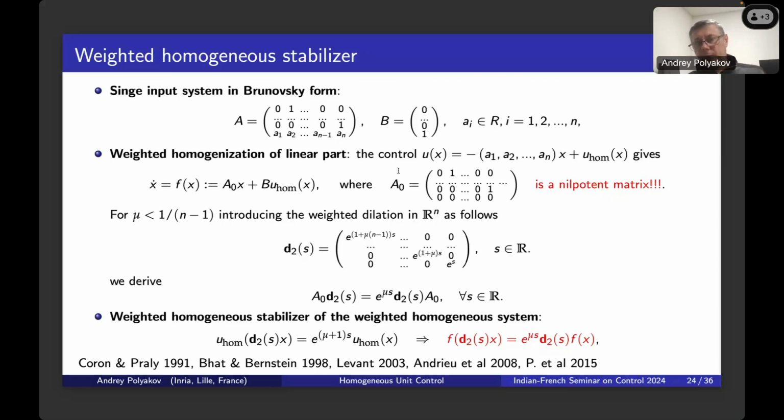And in fact, it can be shown that for any controllable plant, even multi-input, we can always find some linear feedback which will make the matrix nilpotent in the closed loop form, and appropriate next for implementation of a globally homogeneous stabilizer.